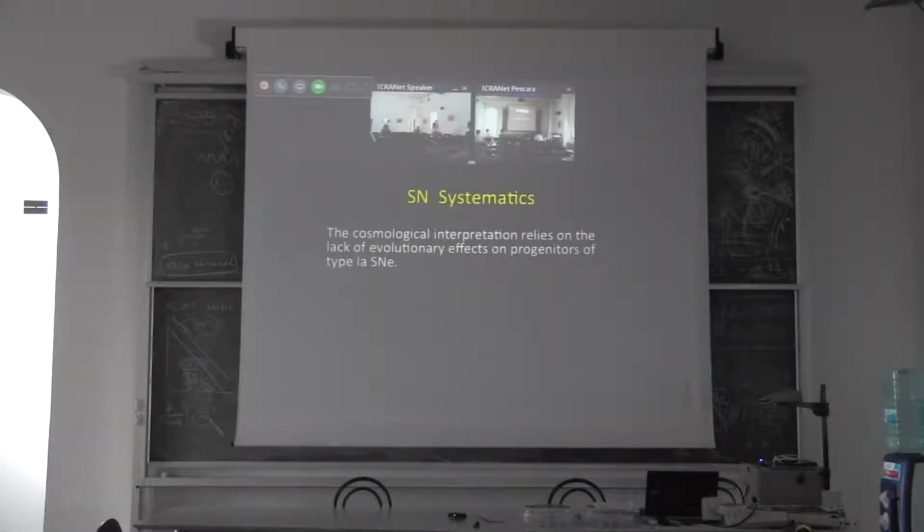Of course, now there is a problem, because the cosmological interpretation relies on the lack of evolutionary effects on the progenitors of Type Ia supernovae.